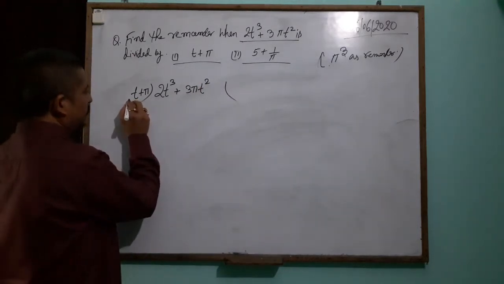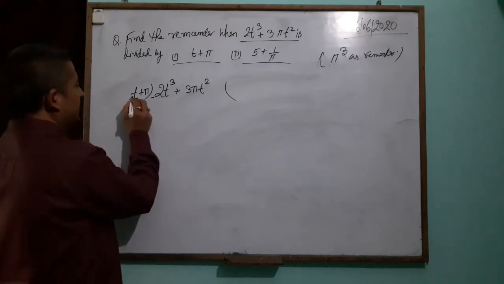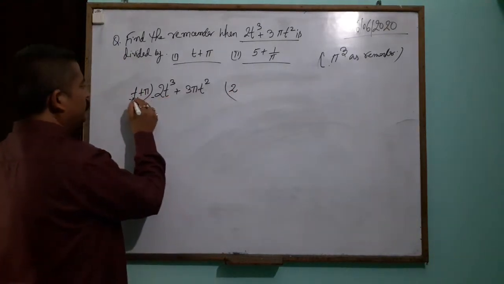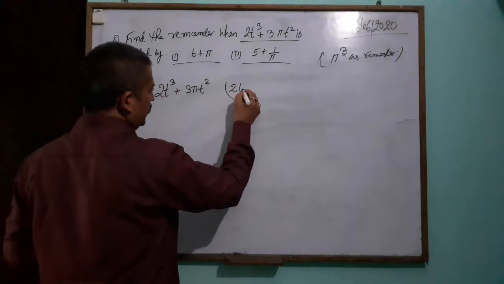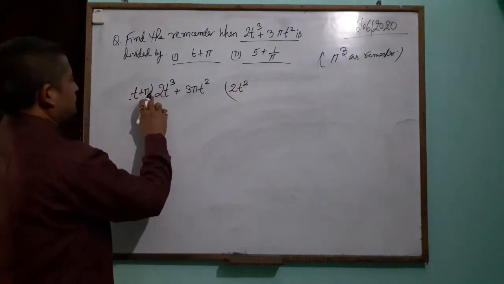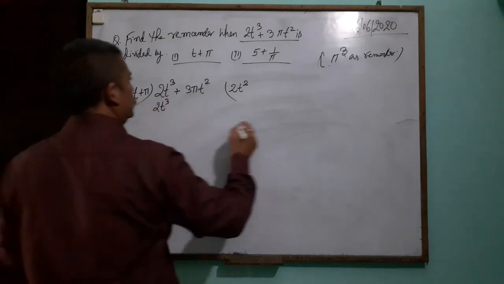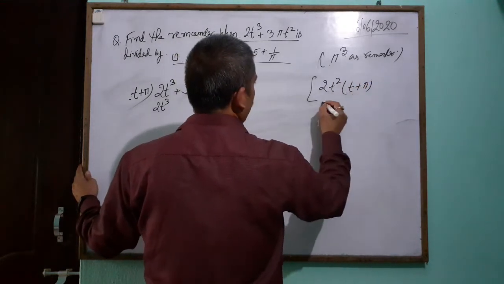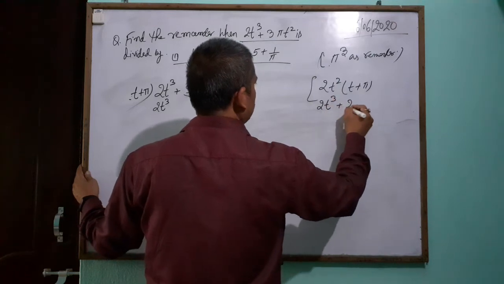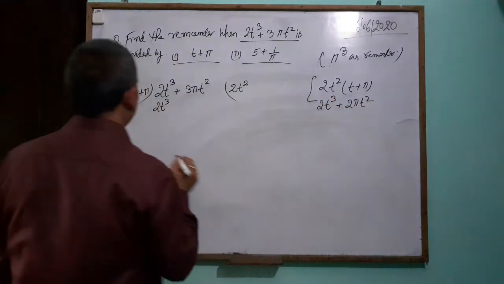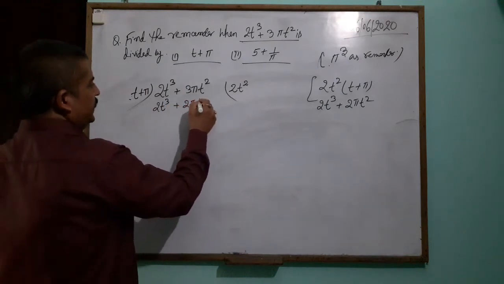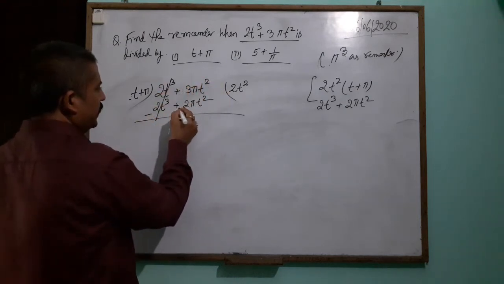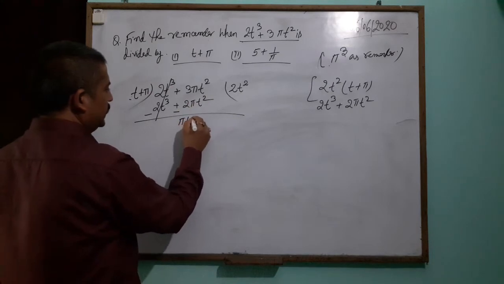How to divide? You know very well. First of all, we check the sign. Both are positive. The coefficients are 1 and 2, so we multiply by 2. The exponents are 1 and 3, so we multiply by 2t². 2t² multiplied by t + π gives 2t³ + 2πt². Subtracting, 3πt² minus 2πt² is equal to πt².